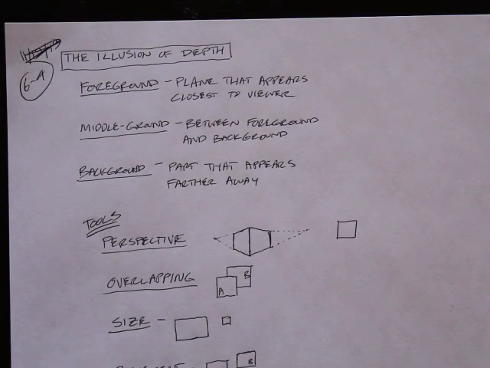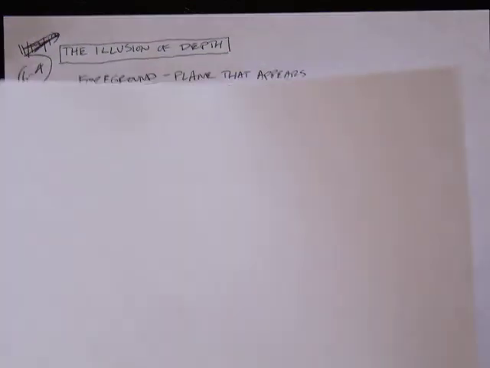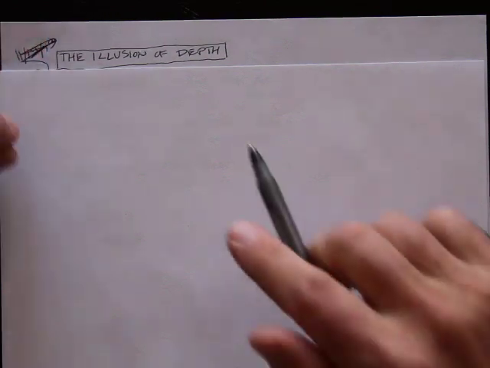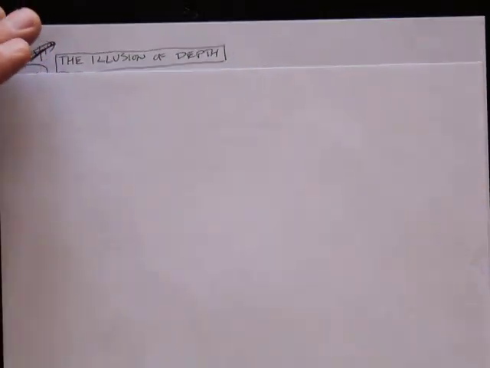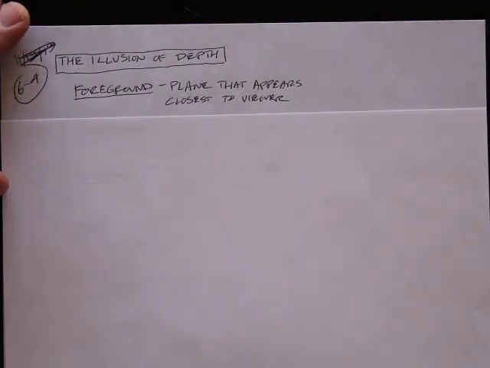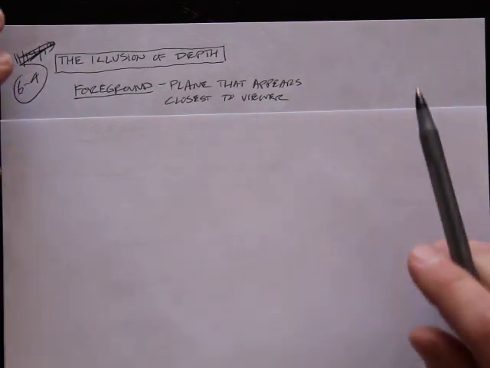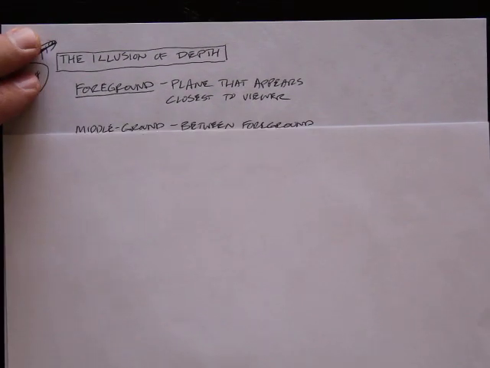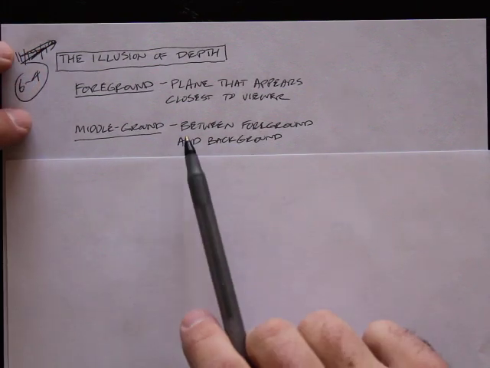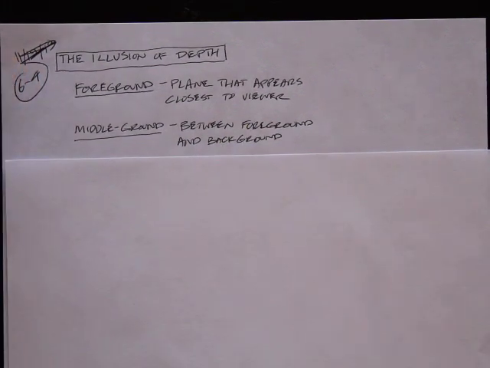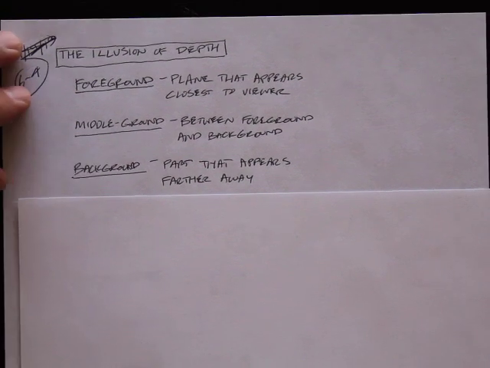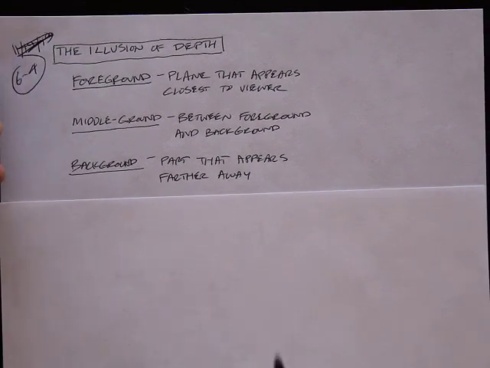All right, Art 1, here we are at 6-4, the illusion of depth. So we've got a foreground. This is the plane that appears closest to the viewer. The middle ground, this is between the foreground and the background. And then the background, the part that appears farther away.